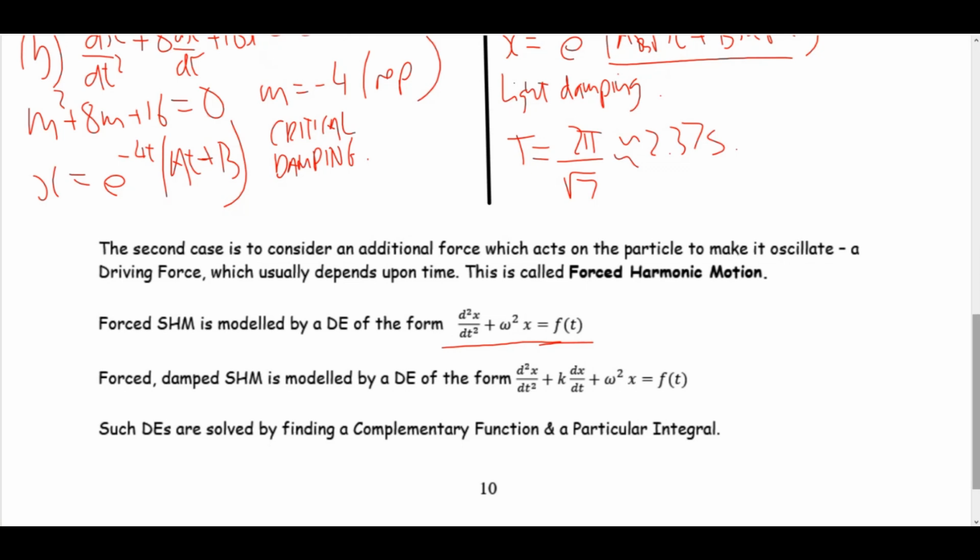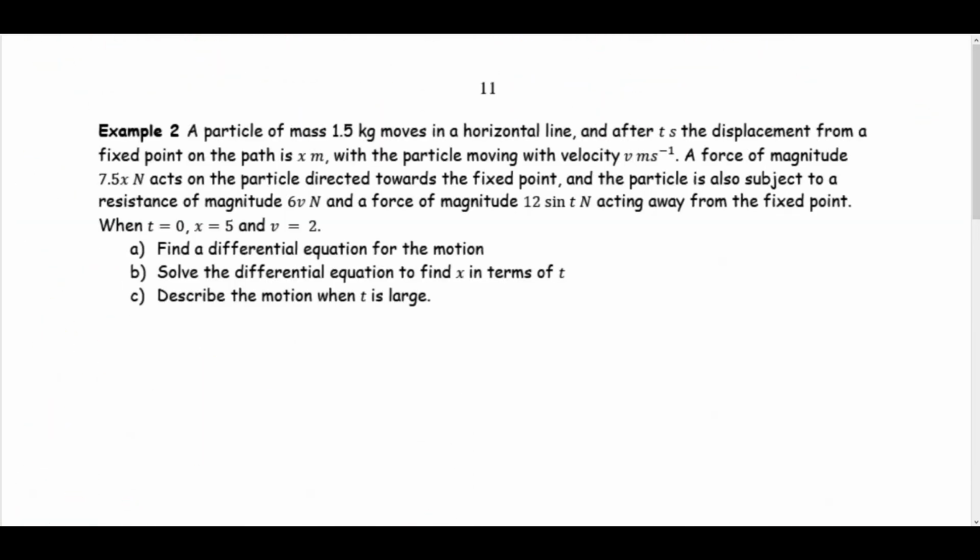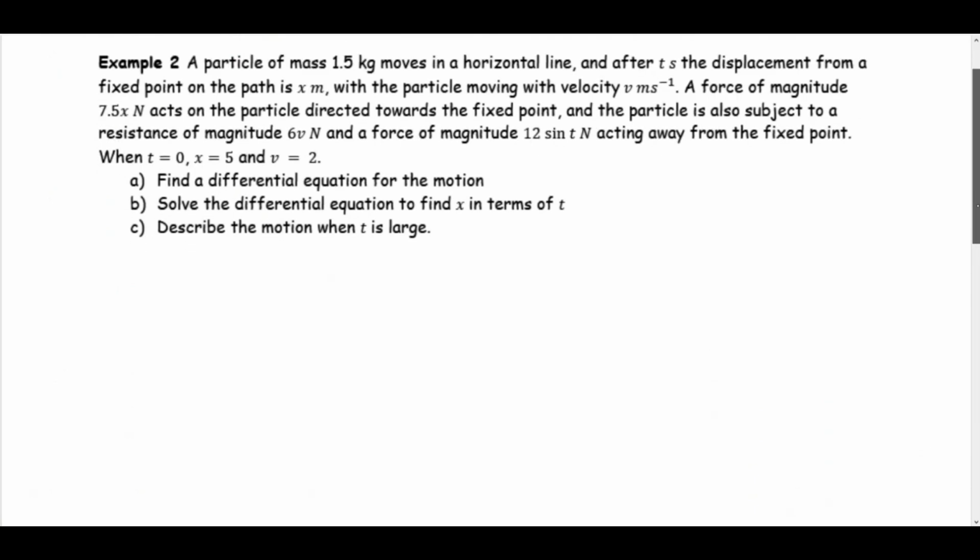Forced and damped simple harmonic motion will lead to a differential equation of the form d2x by dt squared plus a constant times dx by dt plus a constant times x is a function of t. And these are the style of differential equations that we do know how to solve. You find a complementary function and a particular integral and then add them together. So on page 11, there is an example of this type for us to have a go at, ladies and gentlemen, boys and girls. So we're given the following situation here.